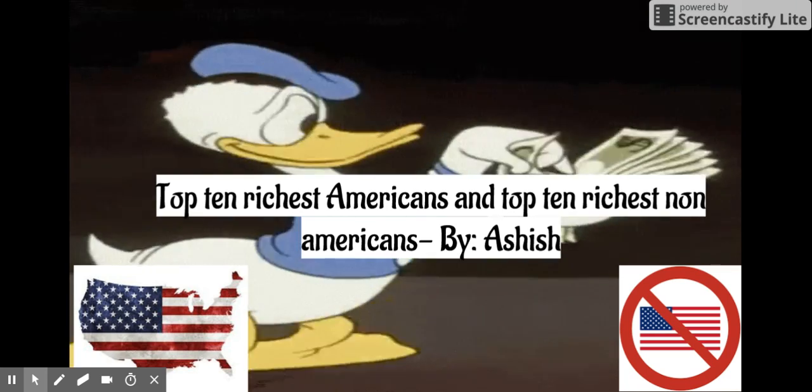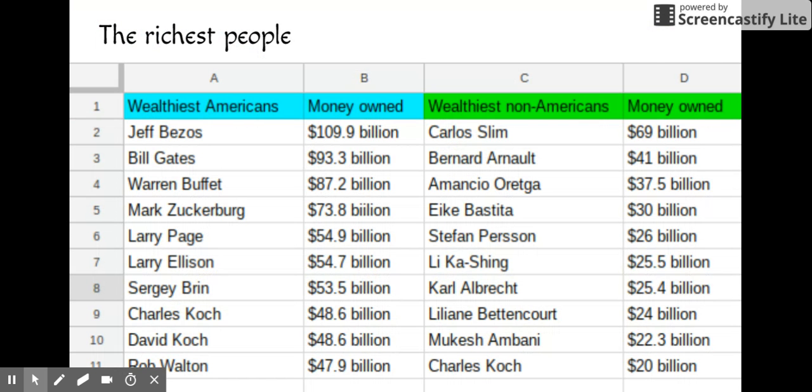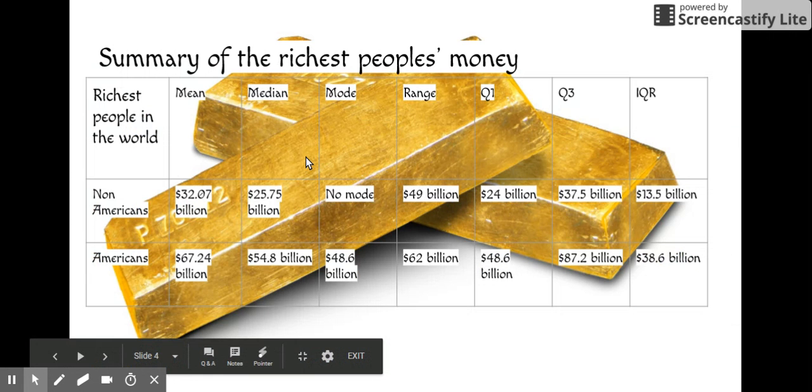I will be talking about the top 10 richest Americans and the top 10 richest non-Americans. Statistics is important because it can be used for many workplace jobs and also to analyze DNA and genes related to cancer. On the right, I have the wealthiest non-Americans and their money, and on the left, I have the wealthiest Americans and their money.